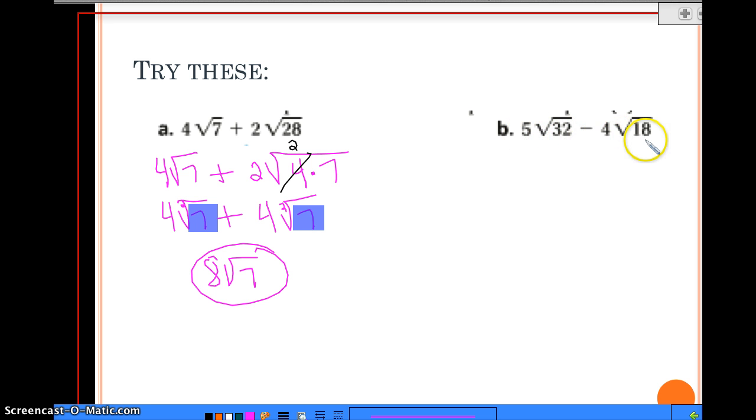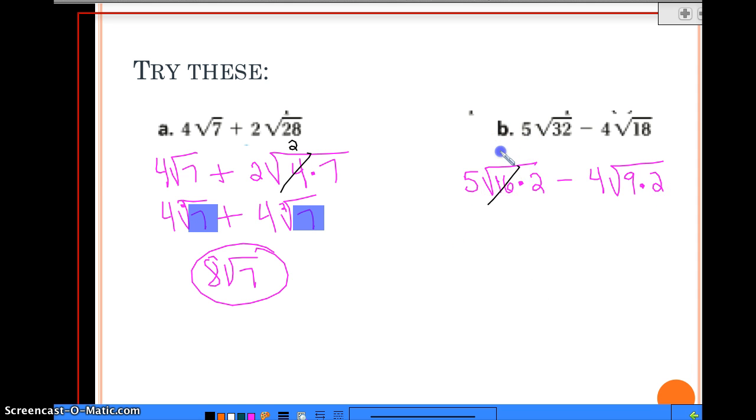Look at the next one. 5 root 32 minus 4 root 18. Let's simplify our radicands. 32 can be broken down. If you pick the largest perfect square, it's 16 times 2. If you pick 4 times 8, you'll have to simplify it again, which is totally okay to do. The more you do these, the quicker you'll get with finding the perfect squares.